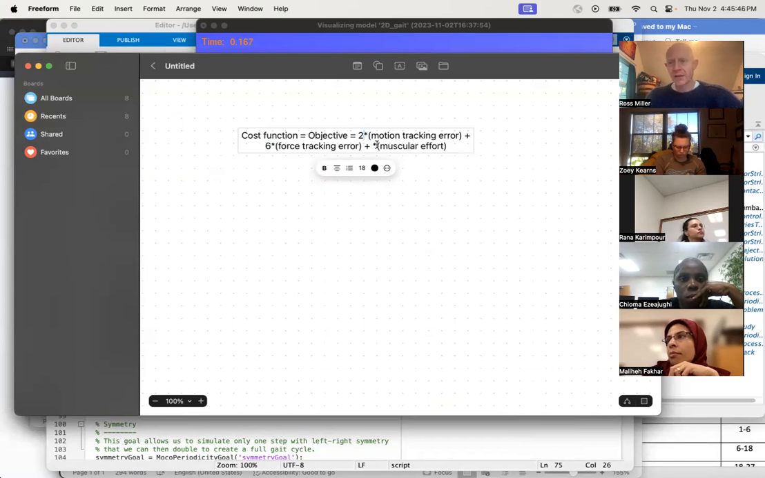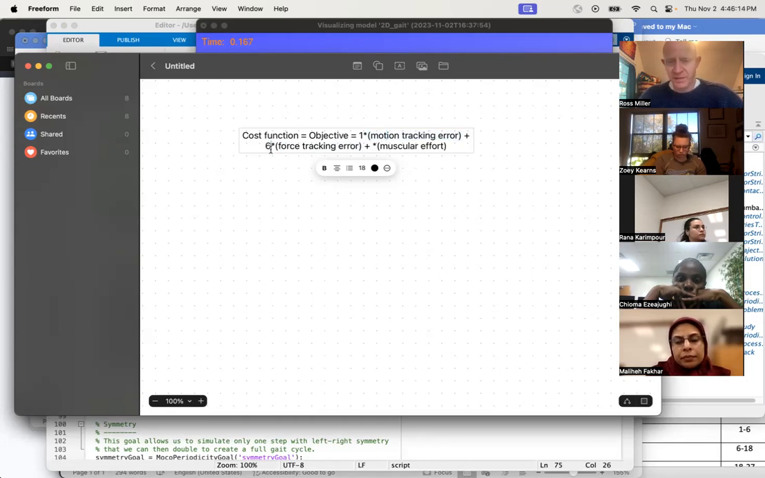Typically here, what I'll do is I'll start one of these just at 1, right? Just arbitrarily set the motion tracking error equal to 1. And then I'll try to come up with a force tracking error that also gets it to track the ground reaction forces with reasonably similar accuracy compared to how well it's able to track this motion here, right? So that's going to be an iterative process.